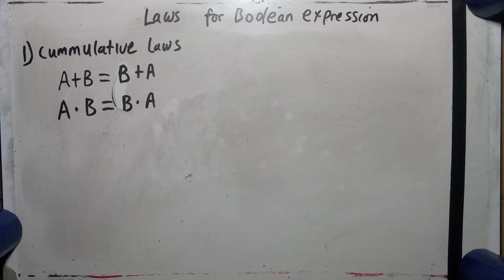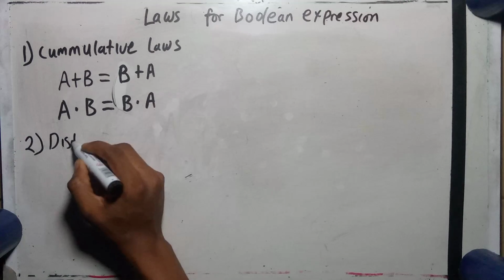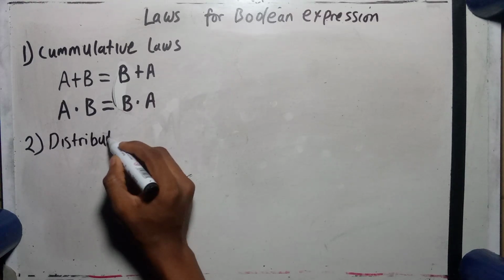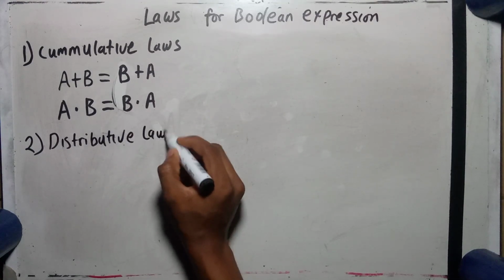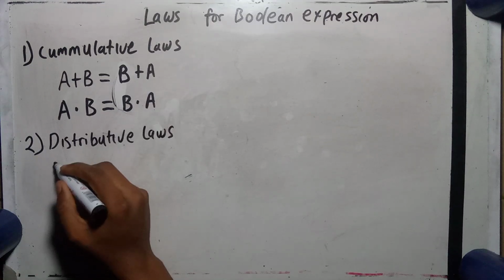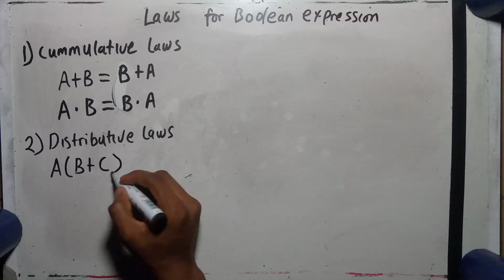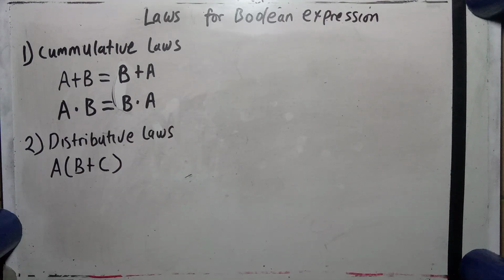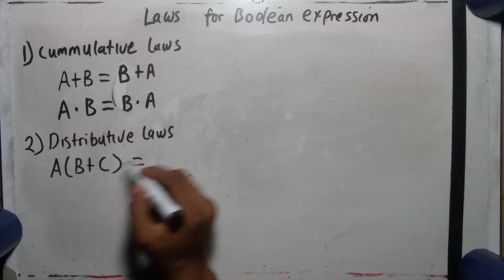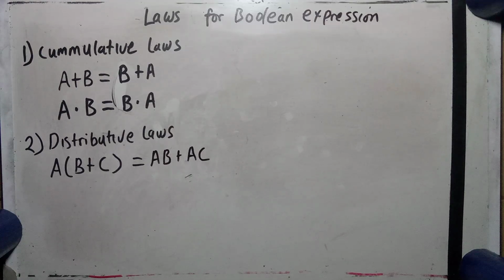Now another law I'm going to talk about is the distributive law. Easy. It's more like you opening your brackets. So in case you have something like A in brackets B plus C, and you are asked to get its product, it's going to give you AB plus AC. Just opening your brackets.